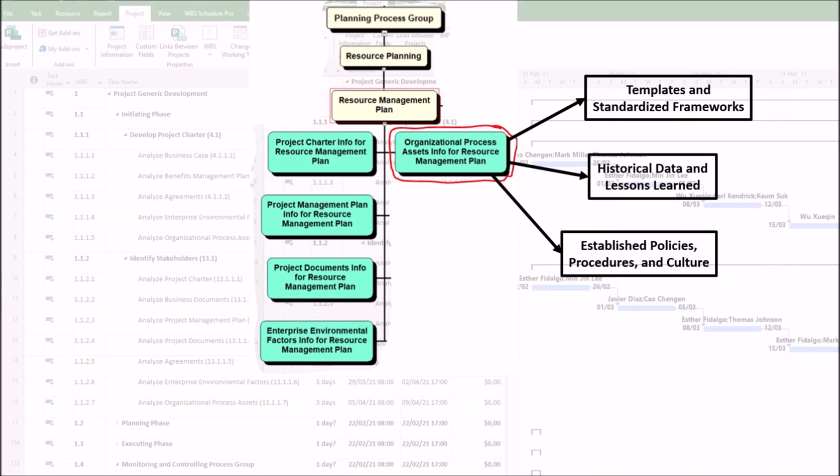3. They define established policies, procedures, and culture. The way we do things here is a key organizational process asset that directly shapes the resource management plan. We will show now some examples to illustrate this matter. First, procurement policies. Rules about hiring contractors or vendors will dictate how the plan addresses acquiring team members. Second, safety and security policies. These dictate specific training or compliance requirements for resources.